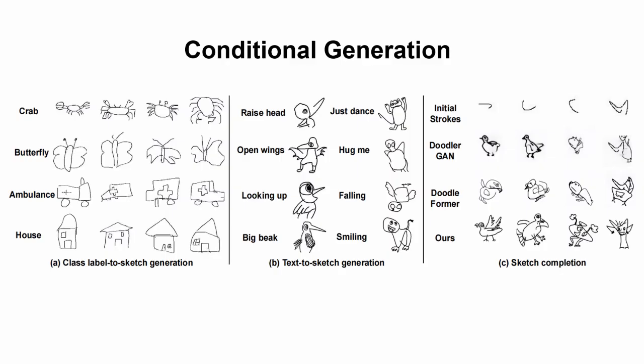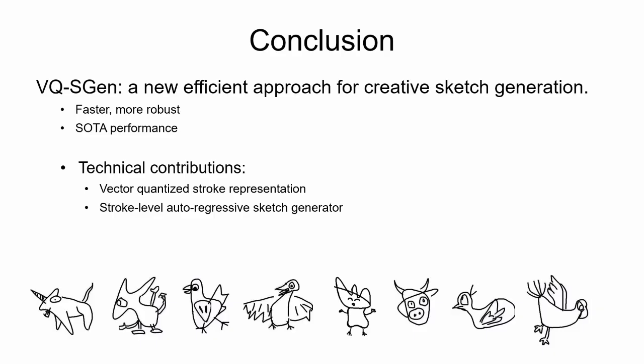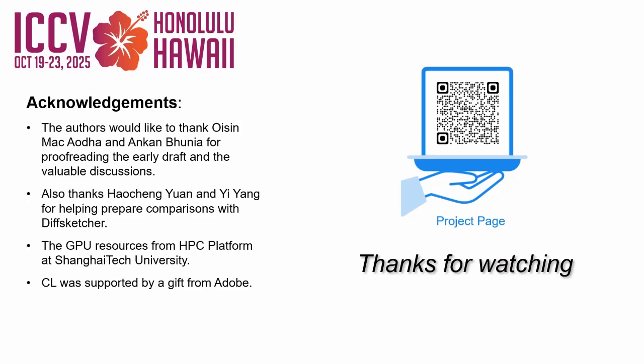Our method can also achieve conditional generation. Given a class label, an input text, or an initial stroke, our method can produce corresponding sketches with rich variations. To conclude, we have proposed a new efficient creative sketch generation approach, which runs faster, is more robust, and achieves SOTA results. In terms of technical contributions, we have proposed a vector quantized stroke representation and a stroke-level autoregressive sketch generator. More details are presented on our project page.